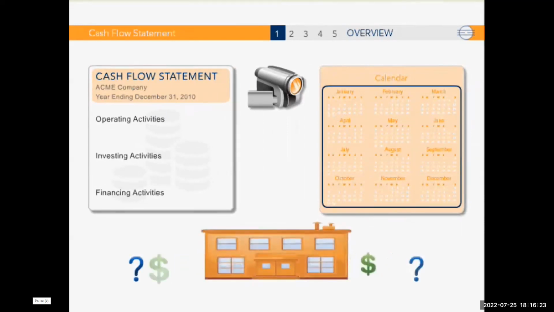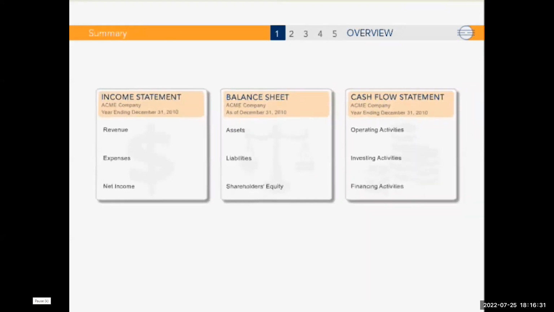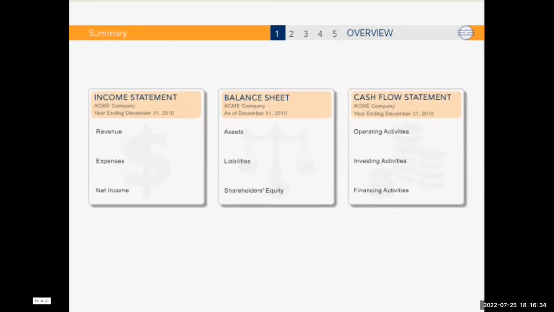Thus, it answers two questions: where is my cash coming from, and where is my cash going? Remember, while each statement has a different purpose, all three are necessary in helping us understand a company's complete financial story. For example, if you want to know whether or not a company is profitable, the income statement is what you need. Even though you know the company is profitable, if you want to know how much money the company has available right now that you can spend, you want to look at the balance sheet.